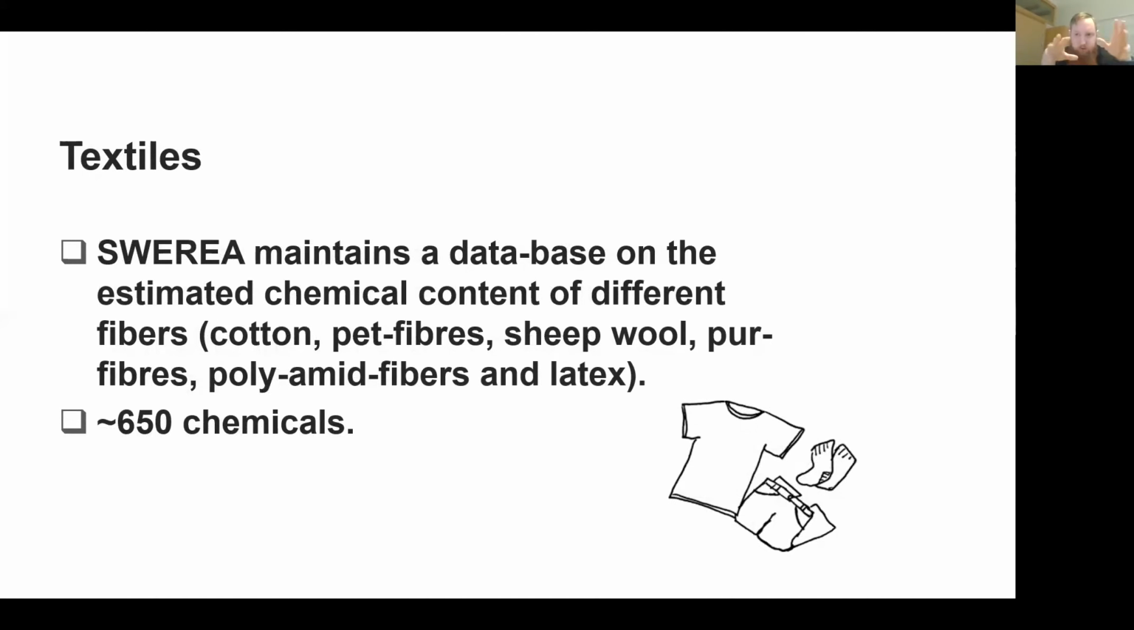For the textiles, we start off with a database which is maintained by Sverige, and that database contained basically a number where, if you have an average piece of Swedish cotton, that cotton textile will contain approximately 0.1% of compound A, 0.1% of compound B, 0.1% of compound C, etc. That is then specified down to different fiber types, such as cotton, PET fibers, sheep wool, etc. And that database contains approximately 650 chemicals.